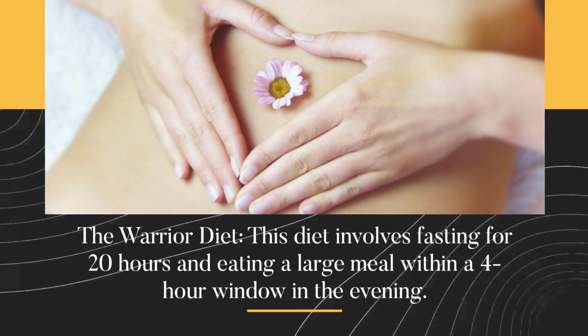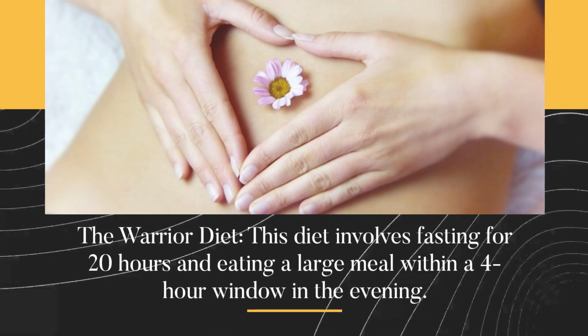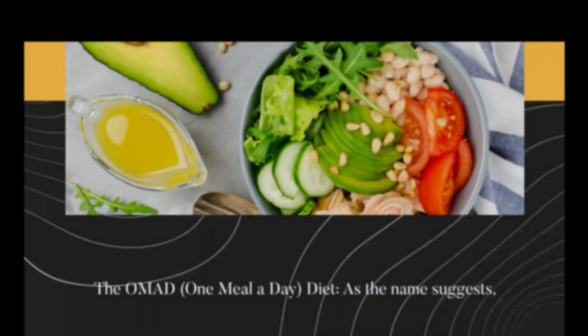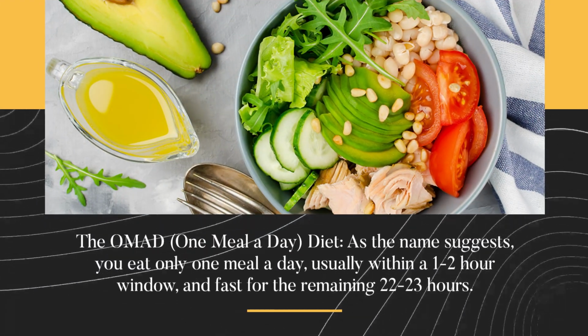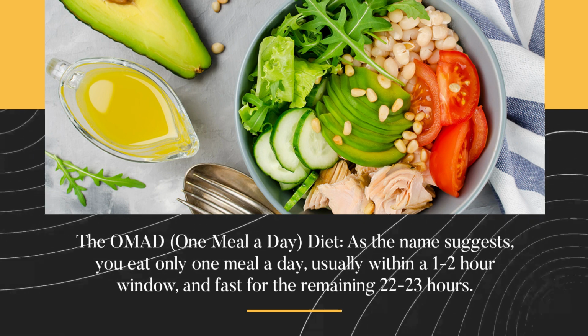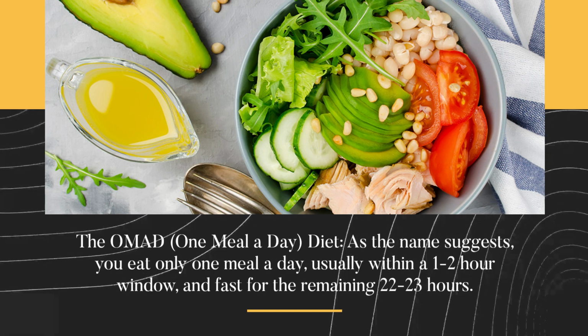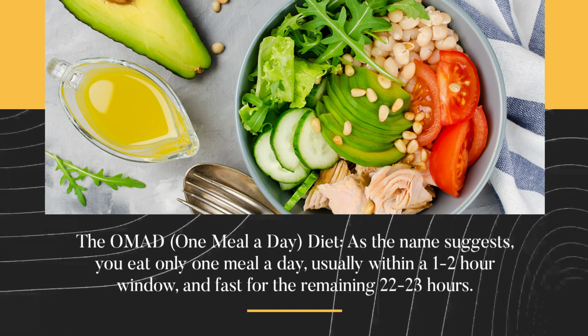The Warrior Diet. This diet involves fasting for 20 hours and eating a large meal within a 4-hour window in the evening. The OMAD, 1 meal a day, diet. As the name suggests, you eat only 1 meal a day, usually within a 1 to 2 hour window, and fast for the remaining 22 to 23 hours.